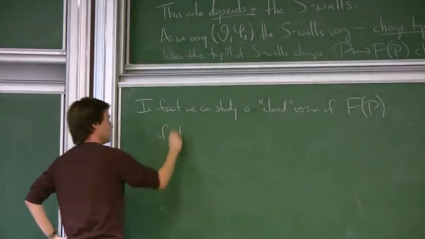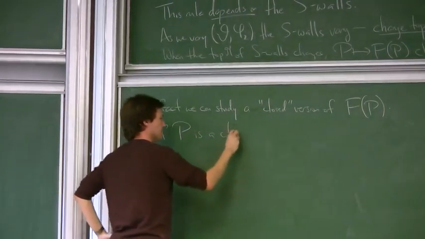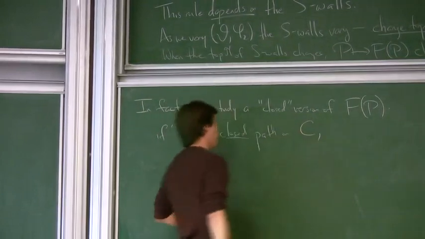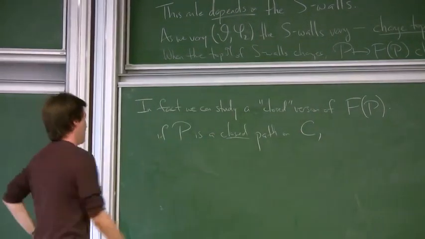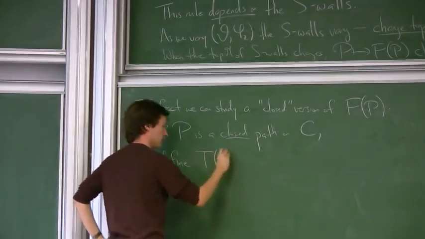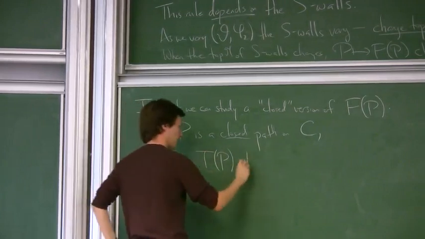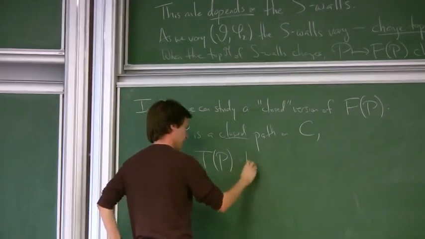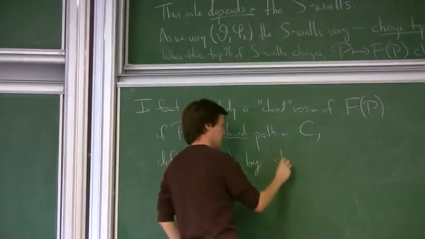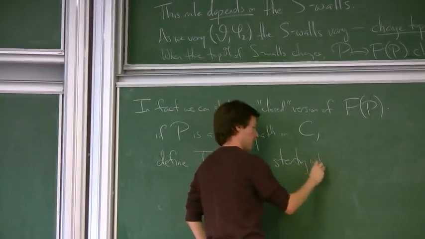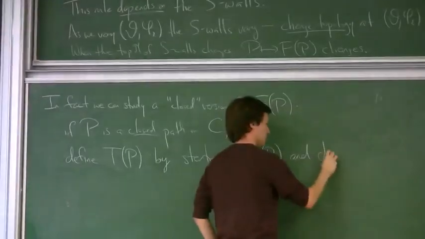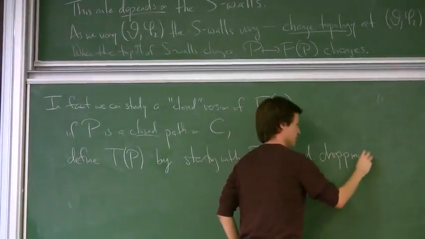So if P is a closed path on C, then we define T of P. We define T of P by starting with F of P and dropping all non-closed paths.